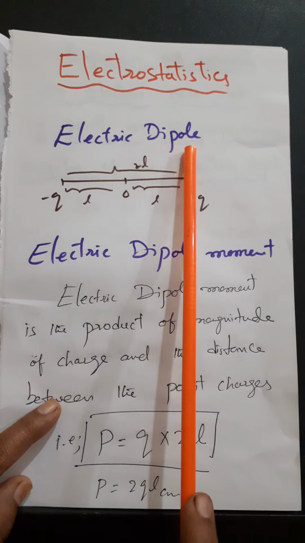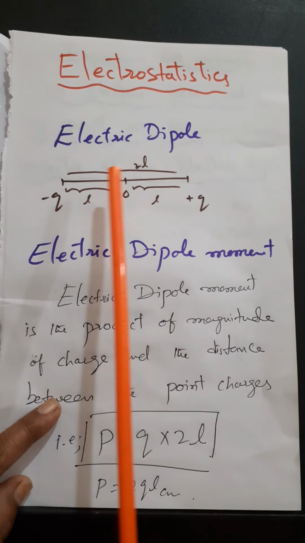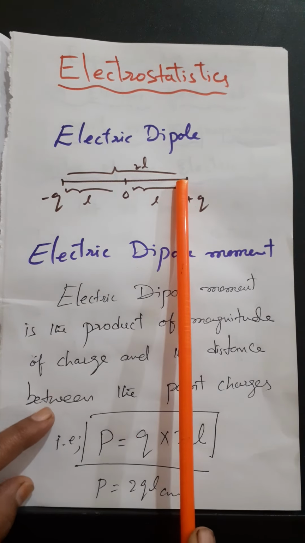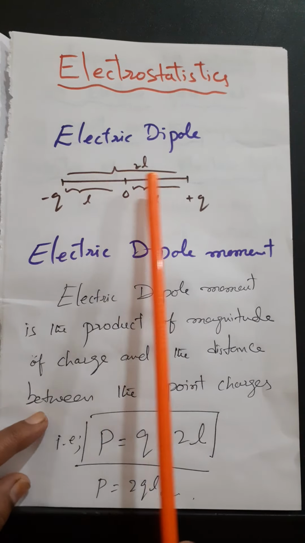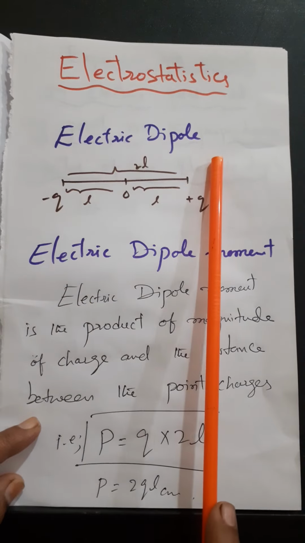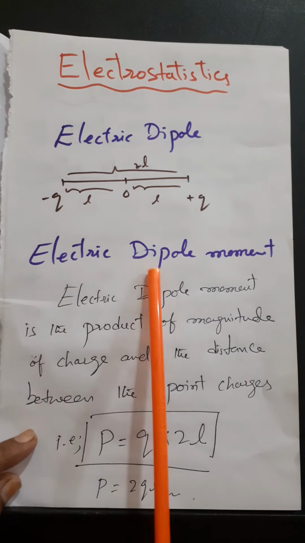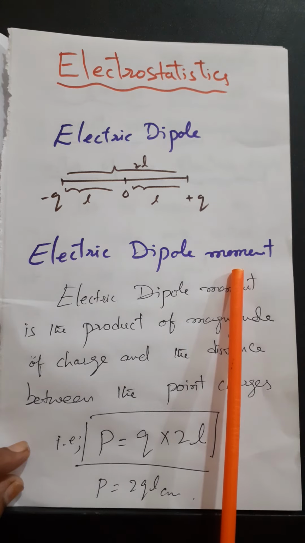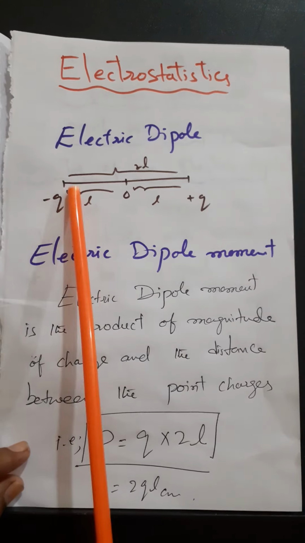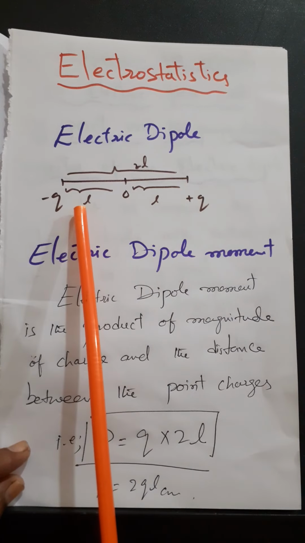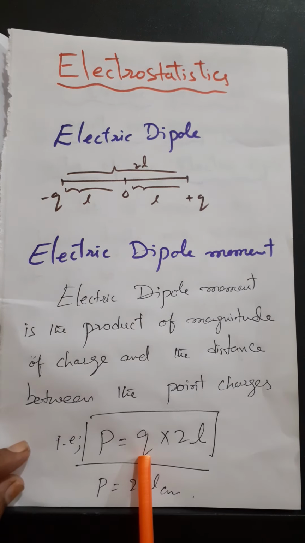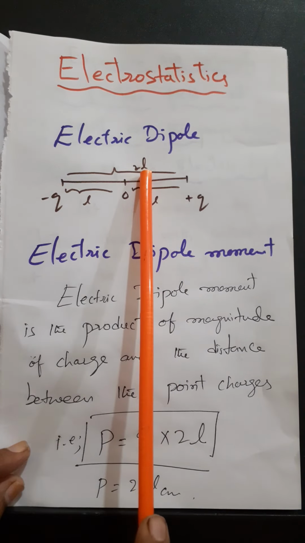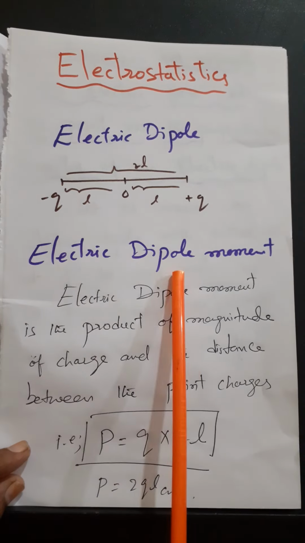So what is an electric dipole? An electric dipole is simply an arrangement of two charges separated by a finite or small distance. Now, what is electric dipole moment? Electric dipole moment is the product of the magnitude of one of the charges, either plus q or minus q, and the distance between the two charges, that is 2l. That is called the electric dipole moment.